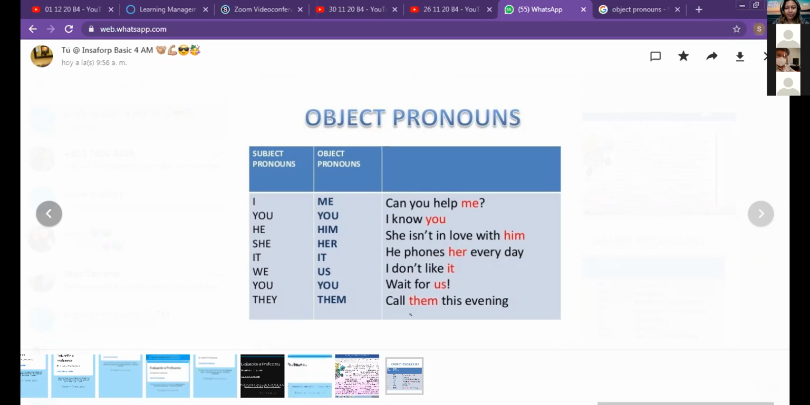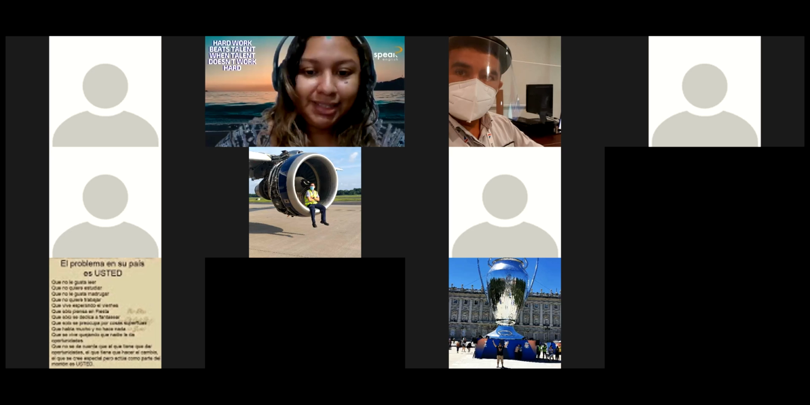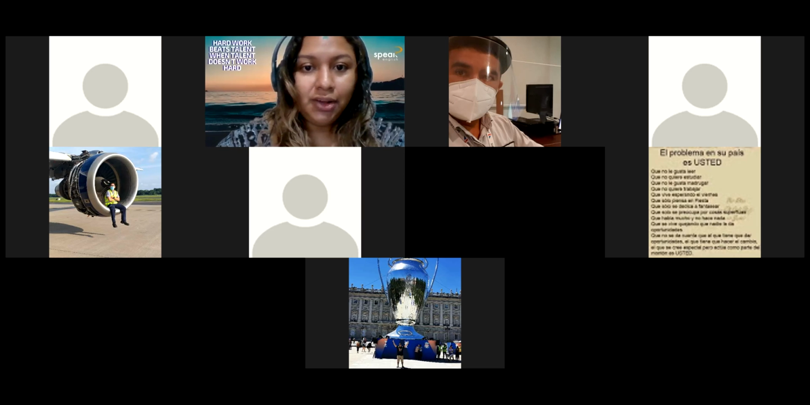Okay. Now I have "Call them this evening." Call them. What is the verb? What is the action verb? Call. Okay, very good. So we say, I want to display my chart for you. Okay, so now we say that we have subject pronouns.